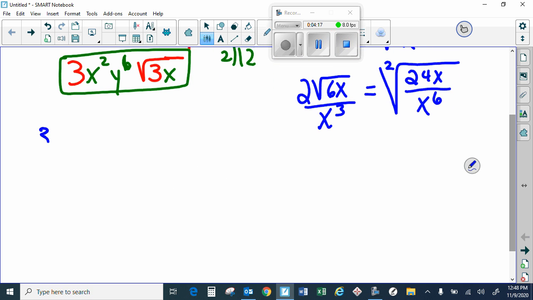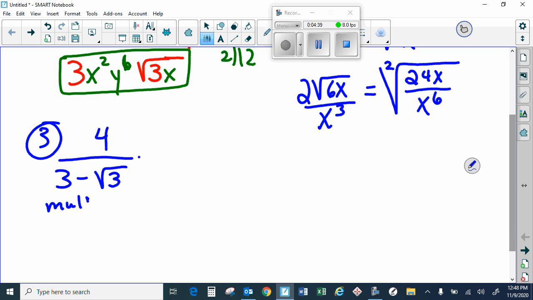Next one. Let's say I have 4 over 3 minus the square root of 3. Again, I have a radical in the denominator. Cannot have that. So what we multiply by is what's called the conjugate. Multiply by the conjugate. And you will do this in Algebra 2 and pre-calculus.